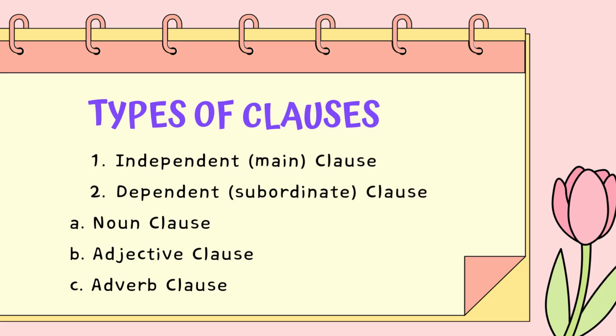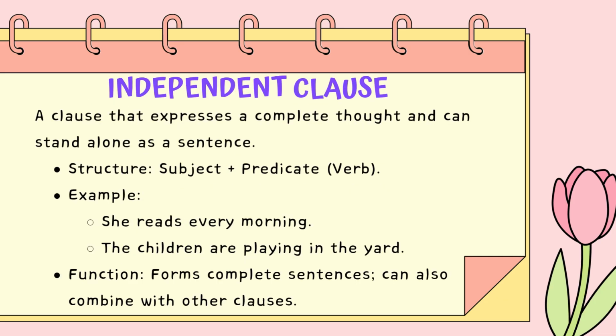These are the types of clauses. We have two basic types of clauses, which are the independent or main clause and the dependent or subordinate clause. But the subordinate clause has other subtypes under it, which are the noun clause, adjective clause, and adverb clause. So these are the subtopics under dependent clauses. Now let's look at all the types of clauses one after the other, starting from the independent clause.